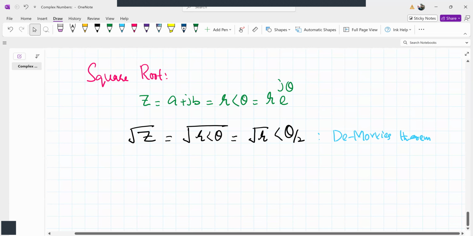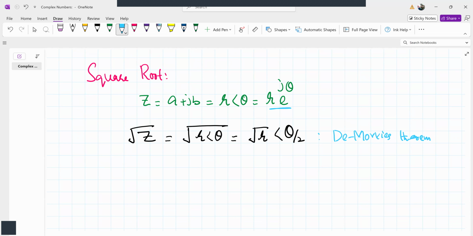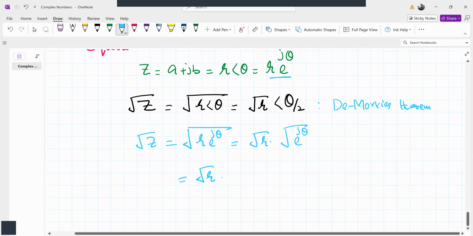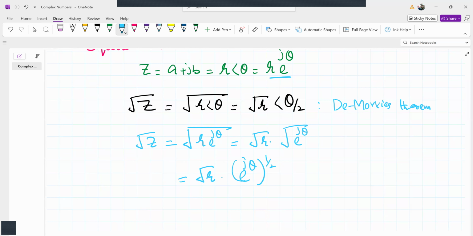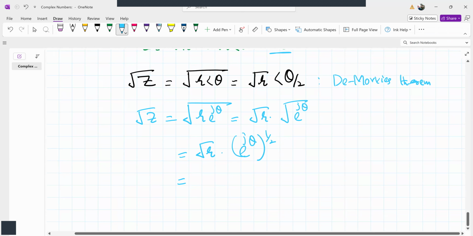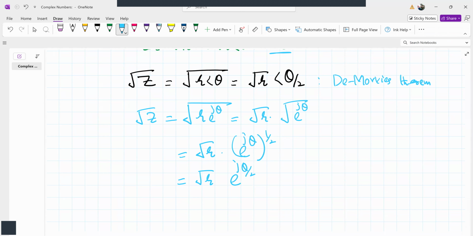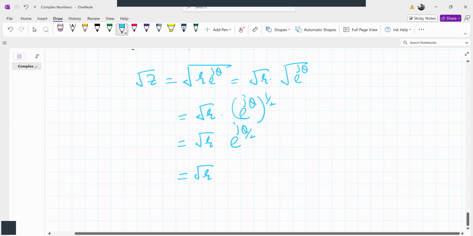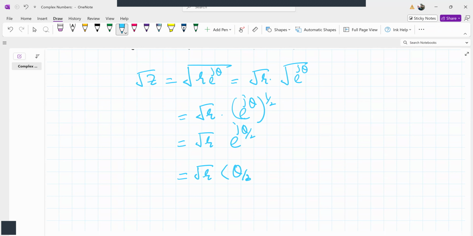So the square root of a complex number also becomes very easy in polar form or Euler's form. If you use this form, you will see it is very easy. If you apply square root, it means raised to the power 1 by 2. To prove this, z under root is the same as under root of r e to the power of j theta, which can be written as under root of r and under root of e to the power of j theta, which is the same as under root of r times e to the power of j theta, whole raised to 1 by 2. We can write it as under root of r e to the power of j theta by 2, which in polar form is under root of r at an angle of theta by 2. So this is the proof.